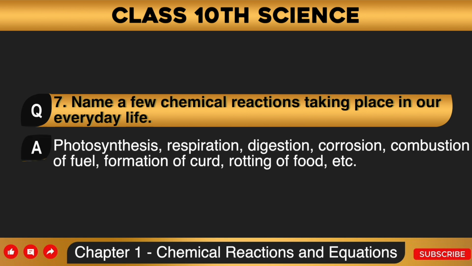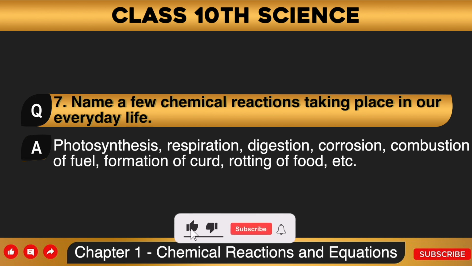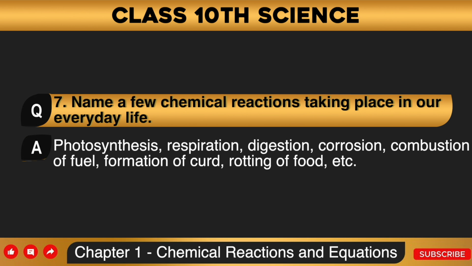Next question. Name a few chemical reactions taking place in our everyday life. Answer to this question is photosynthesis, respiration, digestion, corrosion, combustion of fuel, formation of curd, rotting of food, etc.